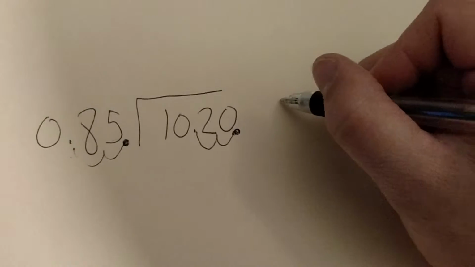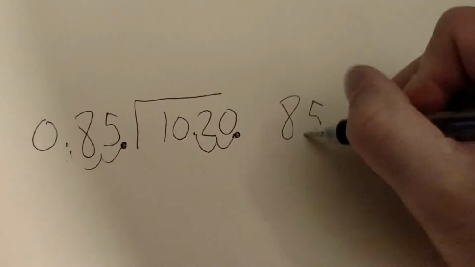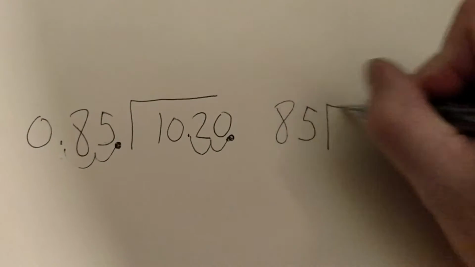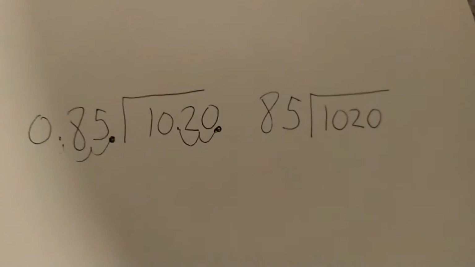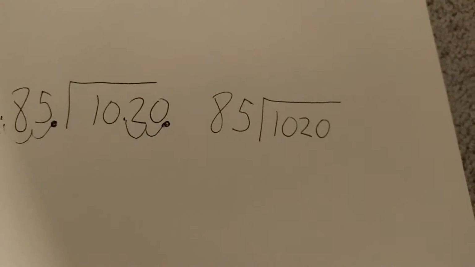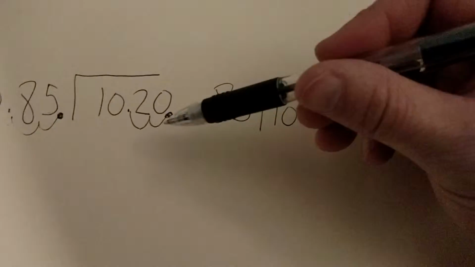Now I like to rewrite it so it looks nice and neat, which would be 85. We don't need that front 0. It means nothing. 85 into 1,020. And now we do the math. We figure out how many stamps did he get with that $10.20 that he had. And each stamp cost 85 cents.